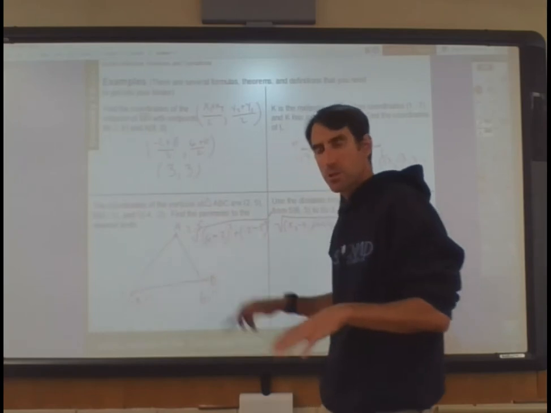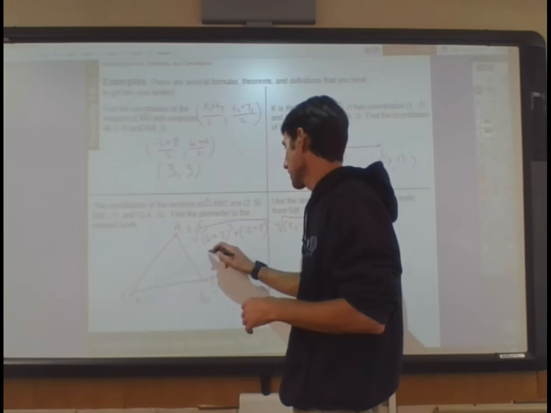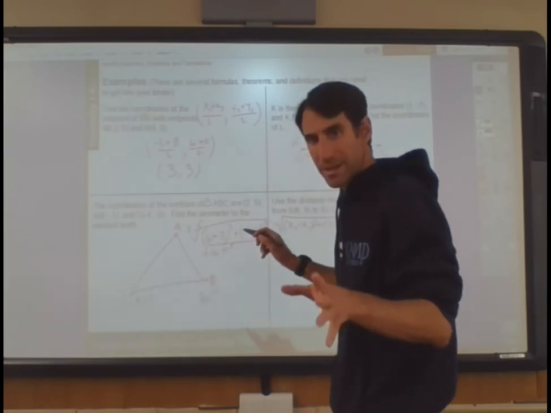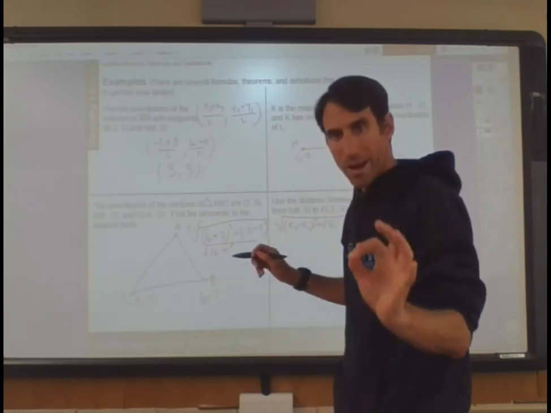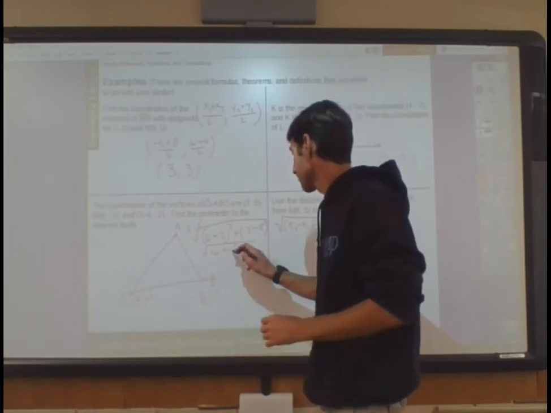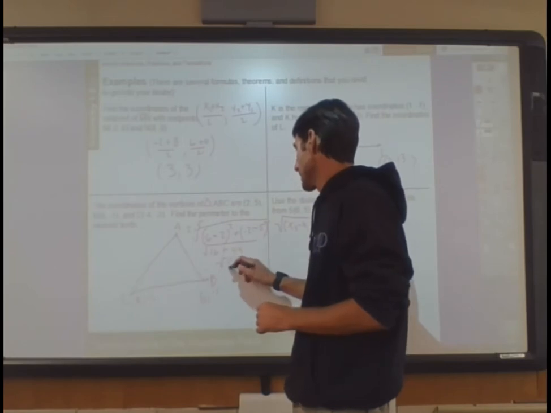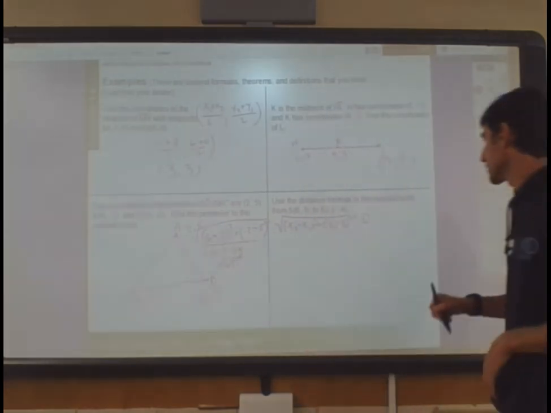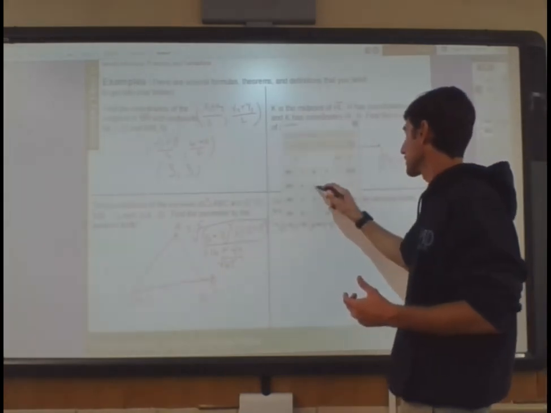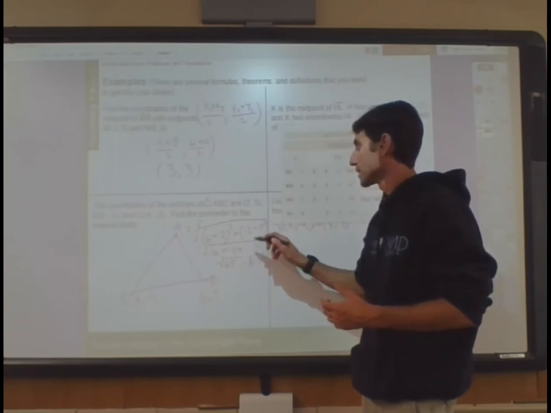So 6 minus 2 is 4. 4 squared is 16. So we get 16 plus, negative 2 minus 5 is negative 7. Negative 7 squared is 49. So 16 plus 49 is 65. So we need to find the square root of 65. All right, that's not too bad. The square root of 65 is equal to 8.1, to the nearest tenth.